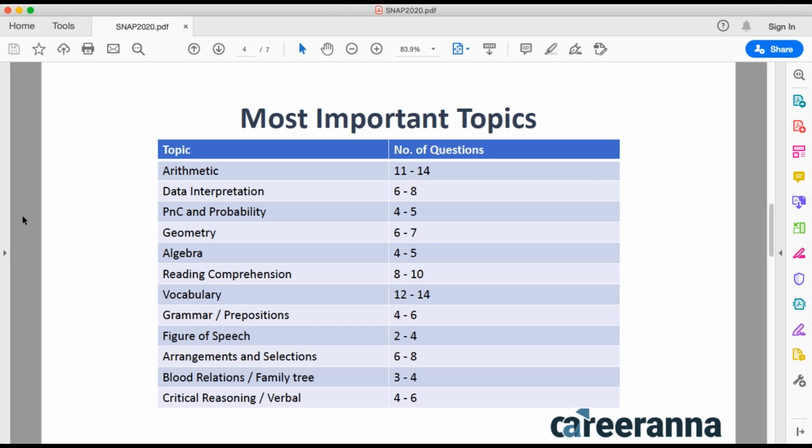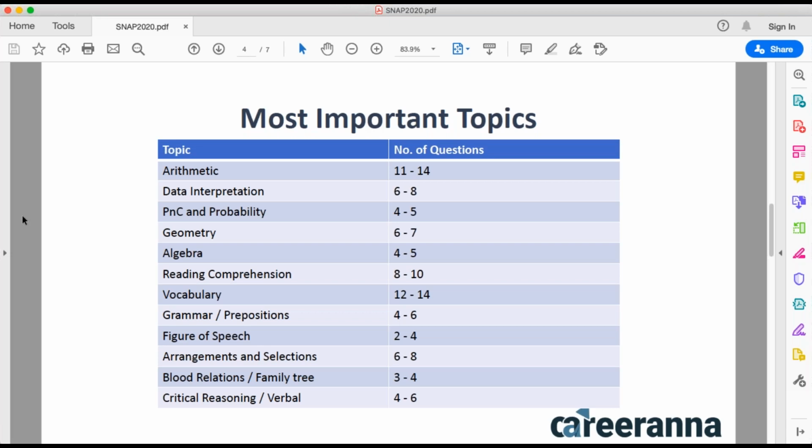So vocabulary 12 to 14 questions, reading comprehension 8 to 10 questions. Again, remember, out of 8 to 10 questions of reading comprehension, at least 5 would be very factual based questions. Only 3 to 4 will be inference based questions. So RCs are again an easy picking when it comes to the SNAP examination.